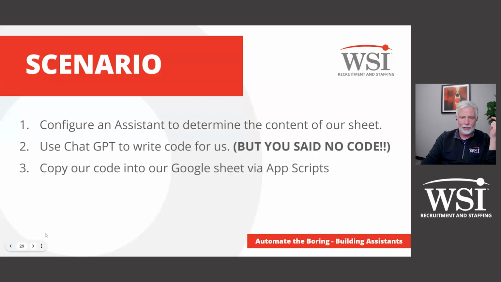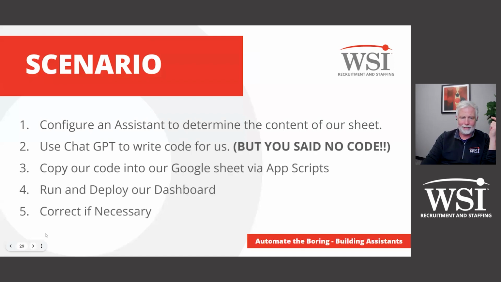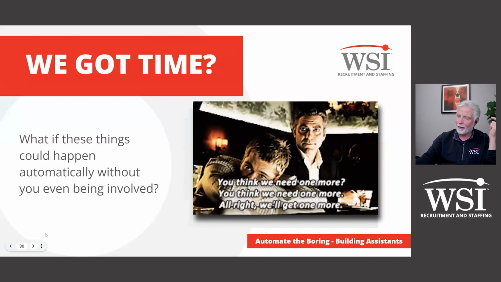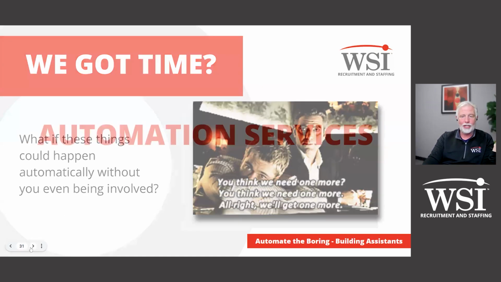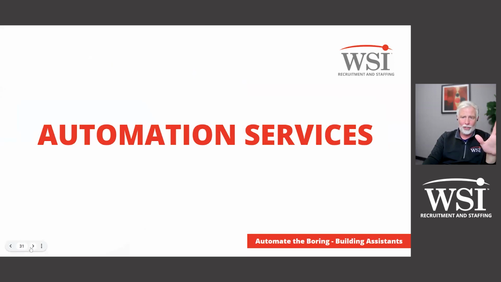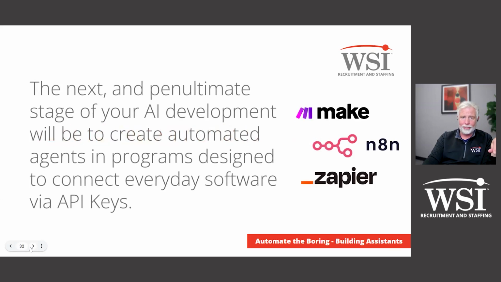So the final thing that we're going to do today, and I always have one extra in the pocket, while we've got about 6 minutes left today, is what if you could do these things without having to be involved or outside of ChatGPT? And all I want to show you is what it is, and we'll save it for next time. But automation services are the penultimate stage of your AI development.